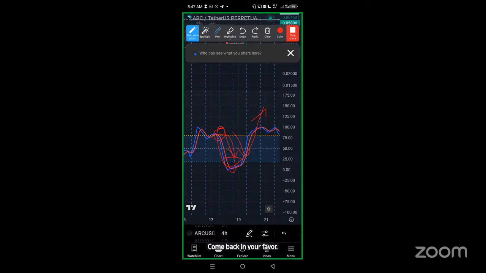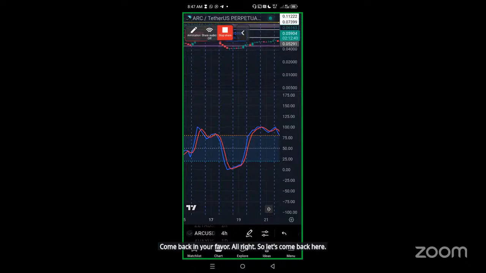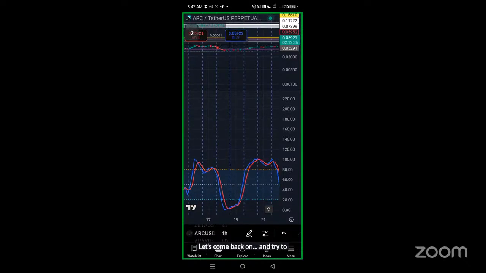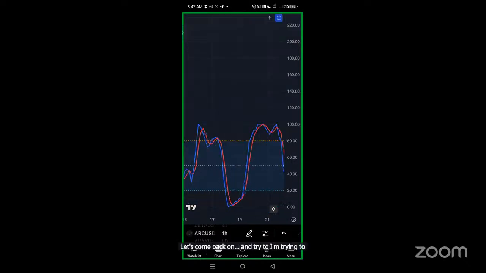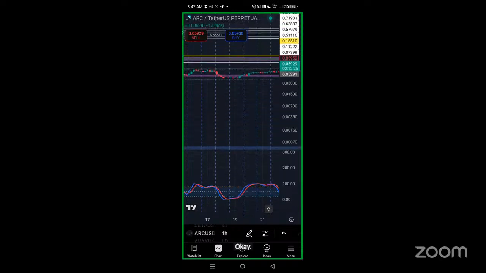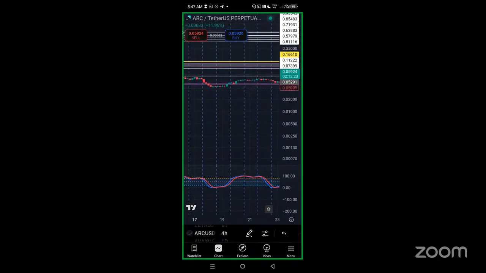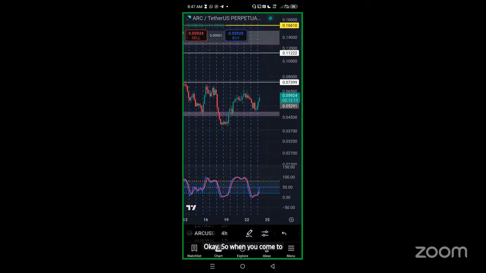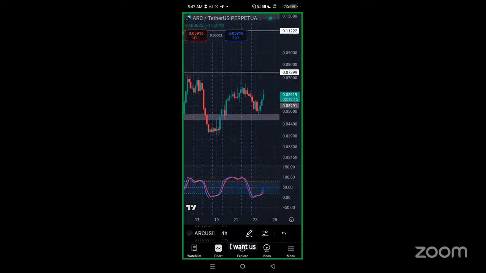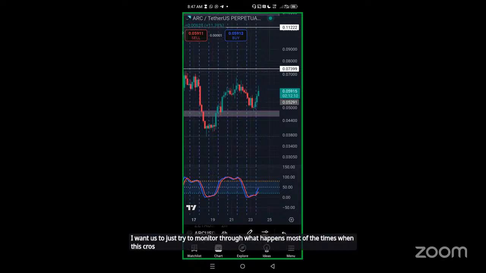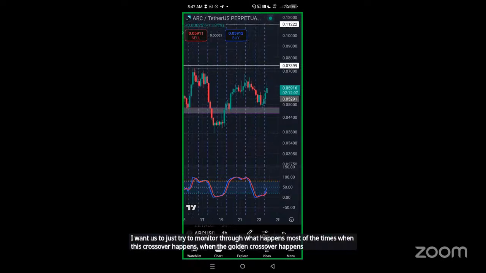All right, so let's come back here and try to see what happens. So when you come to the chart, I want us to monitor what happens most of the times when this crossover happens, when the golden crossover happens. We're going to begin with this area.